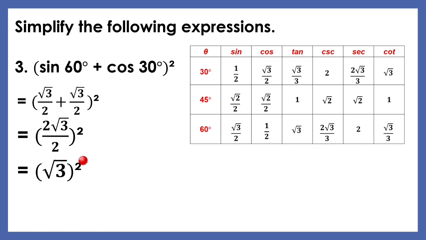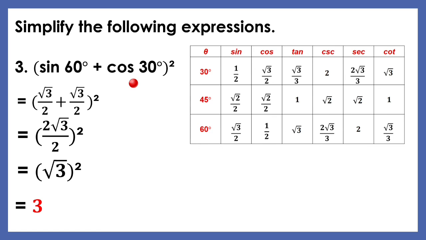And then, meron tayong squared. Square of square root of 3, square root of 3 times square root of 3 is square root of 9. Simplify, square root of 9 is 3. Therefore, this is the simplified form of the square of the sum of sine 60 degrees plus cosine 30 degrees.